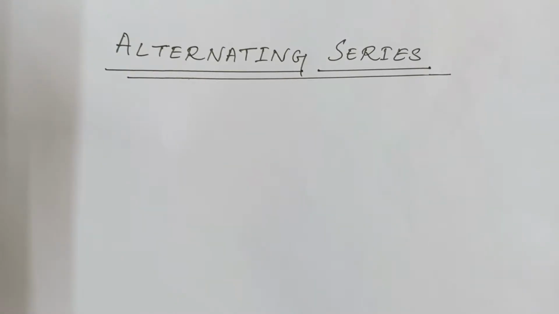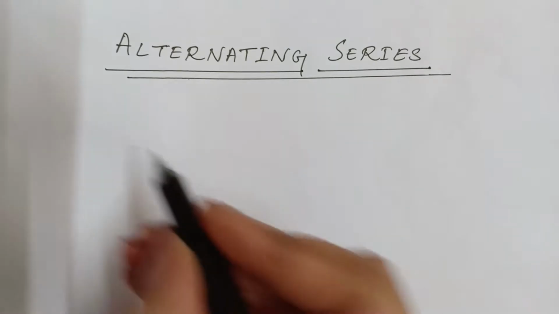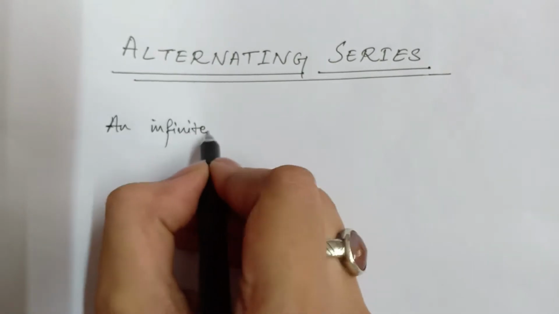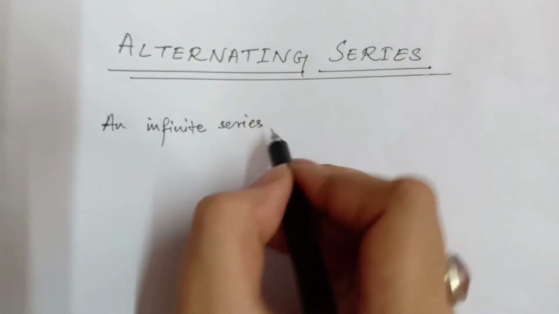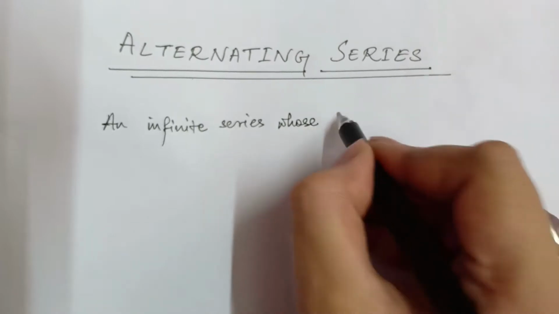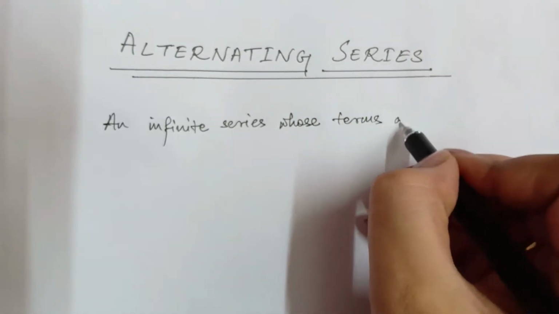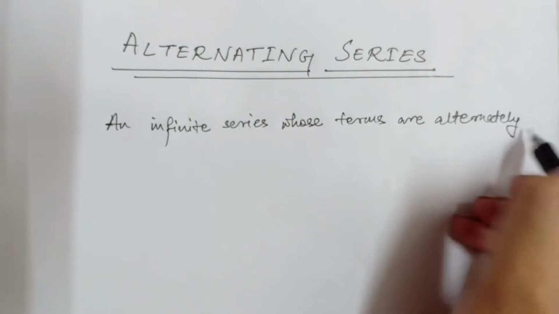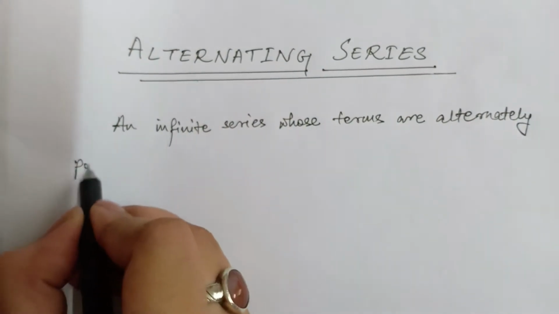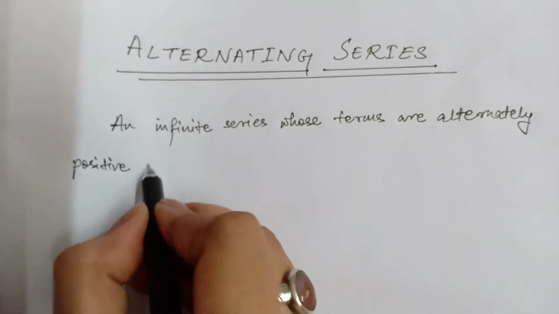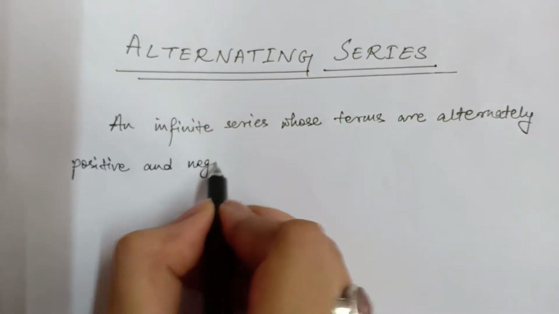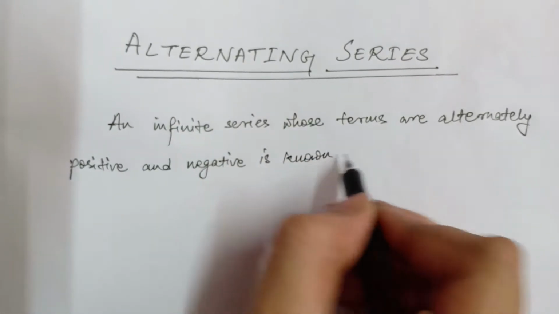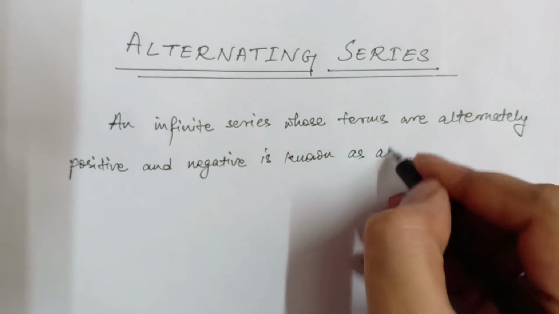First, we will define alternating series. An infinite series whose terms are alternately positive and negative is known as an alternating series.